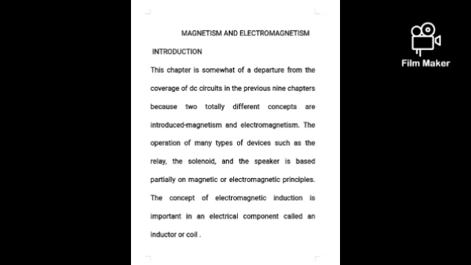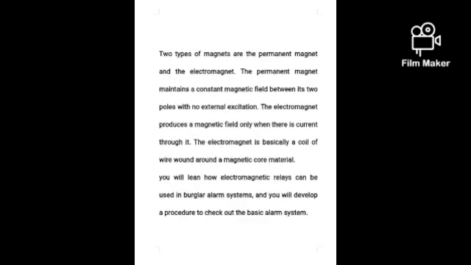And the operation of any type of device such as a relay, the speaker is based partially on magnetic principle. So it's going to do us good if we look at it in a good way. And we can also learn that the electromagnetic relay can be used in a burglary alarm system, and you will develop a procedure to check out the basic alarm system which normally works. So now let's try to look at the next one.